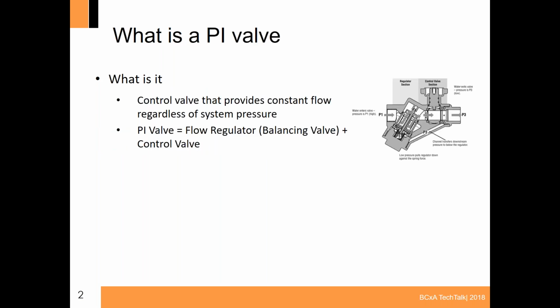So what is a PI, or pressure independent valve? The pressure independent means that the device is not really dependent on pressure for operational control. And this actually is a huge benefit in many ways. What we're doing with the pressure independent valve is building into it a pressure regulating or flow regulating device.